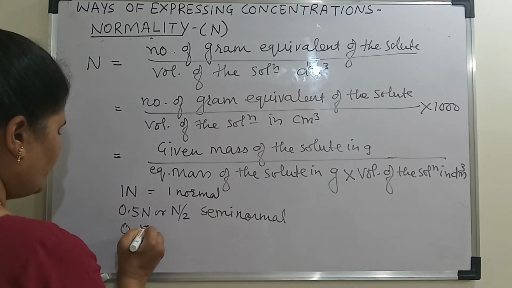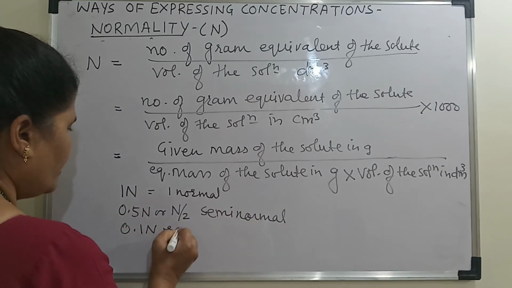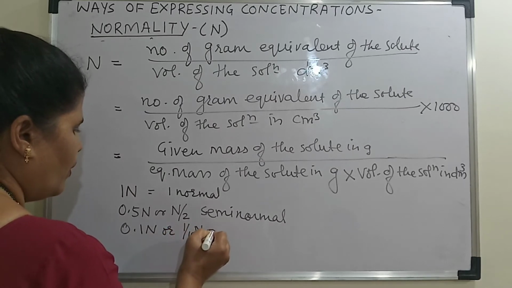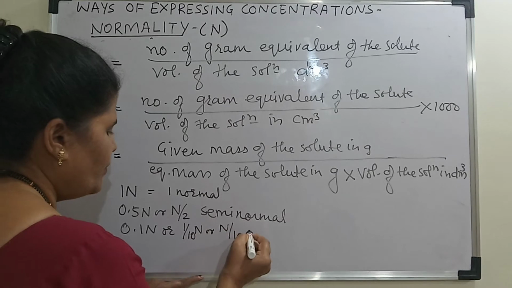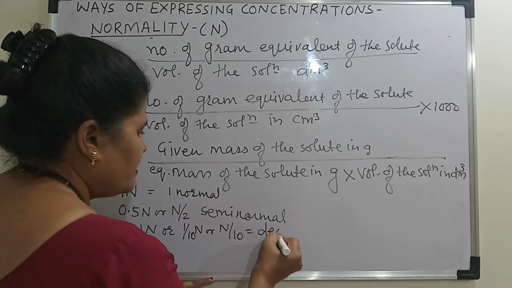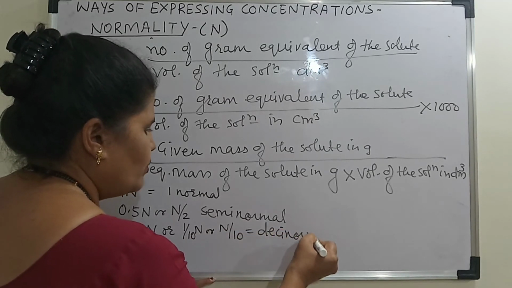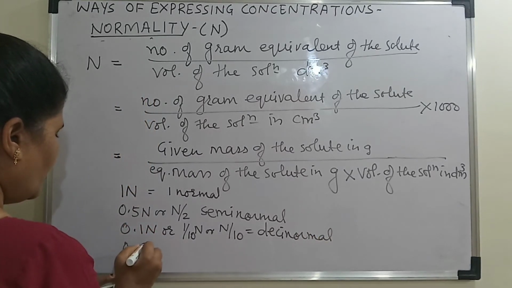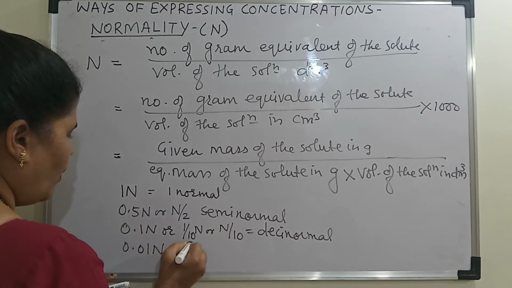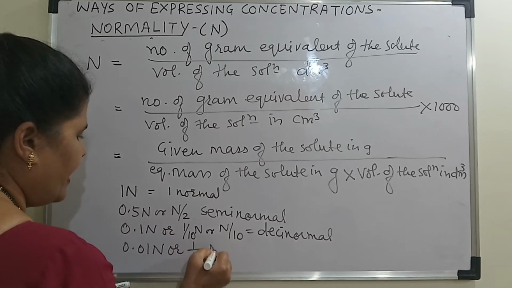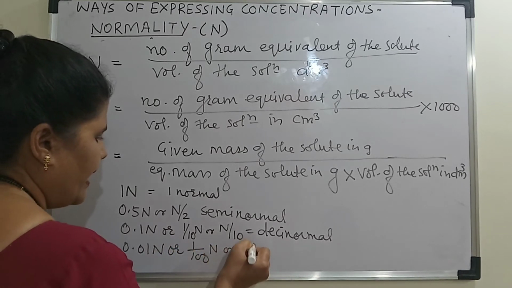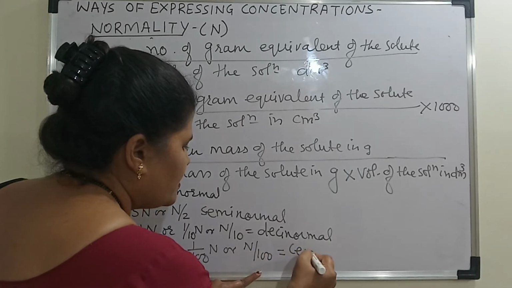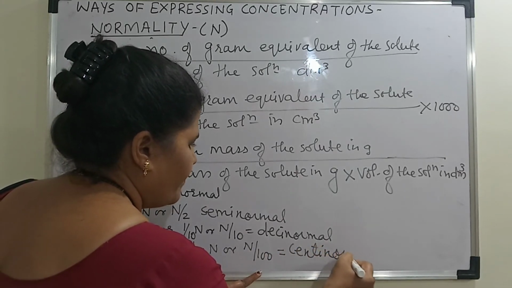Similarly, 0.1 N or 1 by 10 N or N by 10, then how will you say? This is deci-normal. Very important when you solve MCQ questions. Next is 0.01 normal or 1 by 100 N or N by 100. Then what will you call this? It is called centi-normal solution.